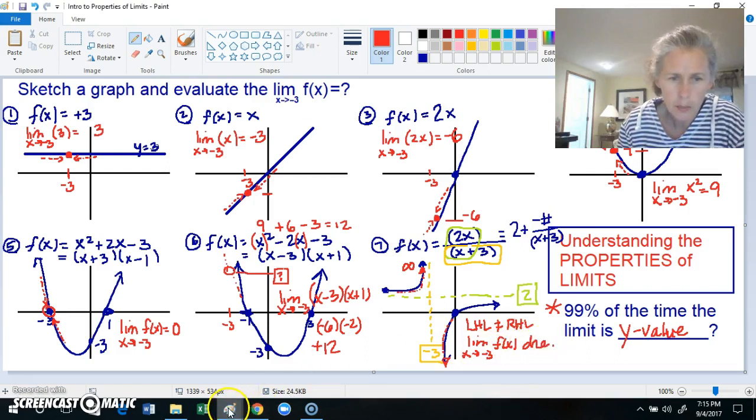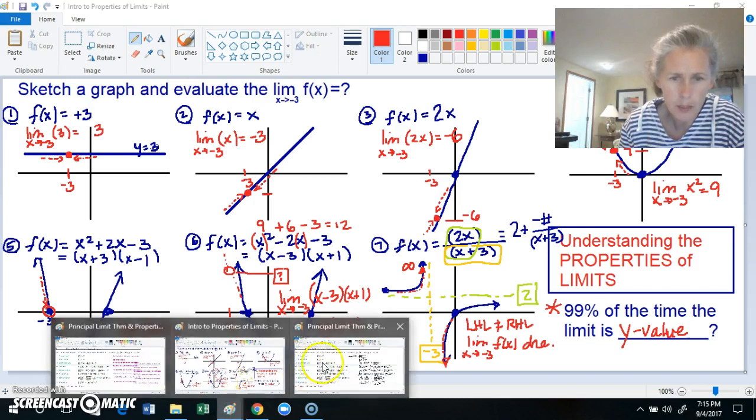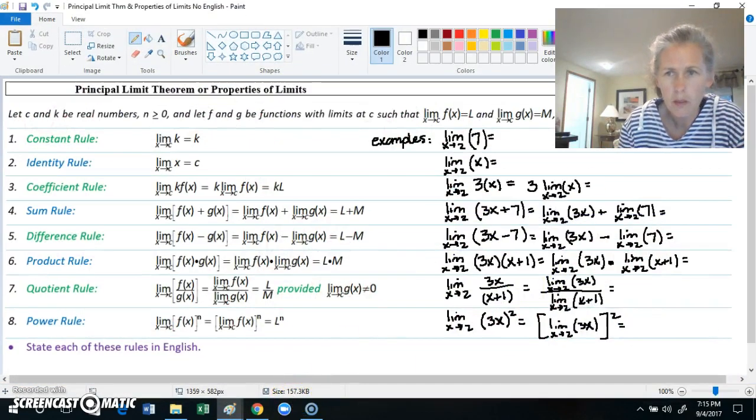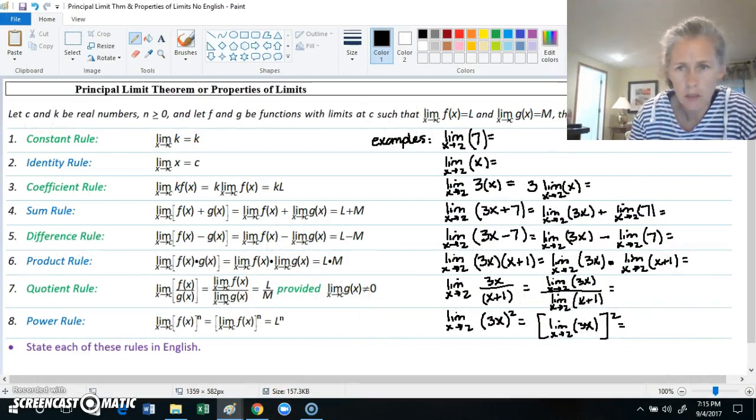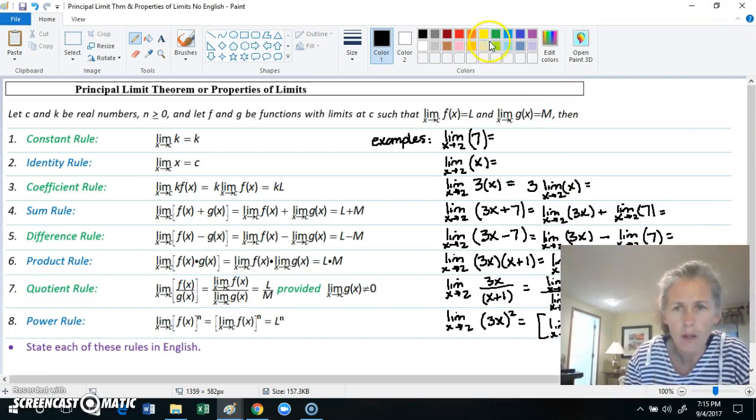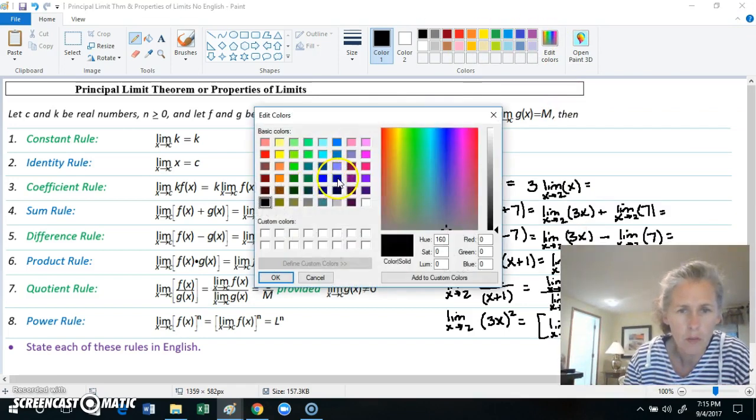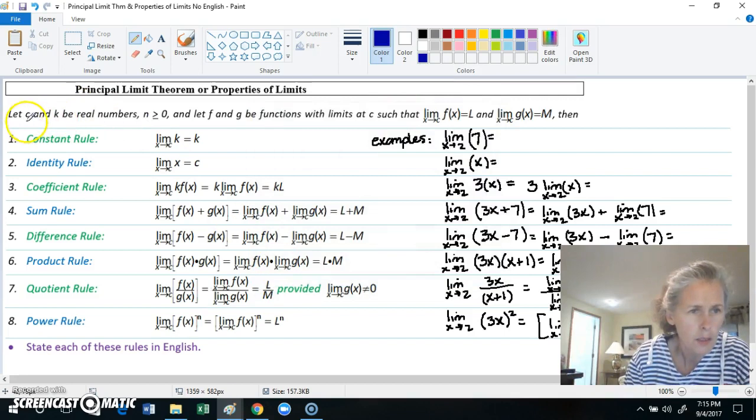Okay, we're going to use these examples to look at the properties of limits. So this might look a little scary, but don't freak out. All right, we're going to work our way through this. So first of all, let's take a look. We have numbers c and k, or values c and k. C and k are real numbers. Okay, great. So c could be 2 or -5 or whatever. Then we have the value n. N is going to be a value greater than or equal to 0.